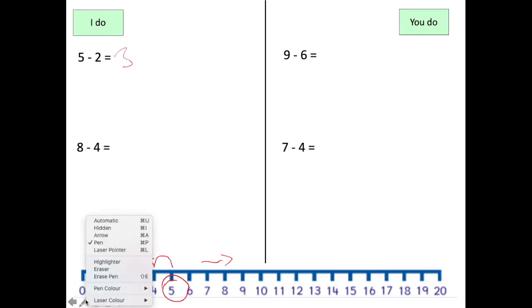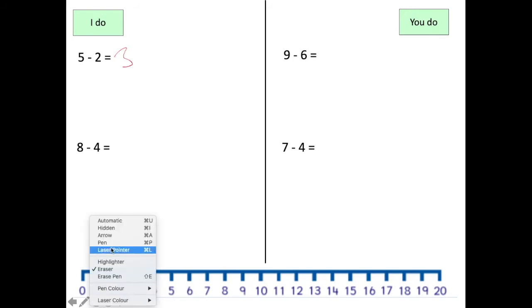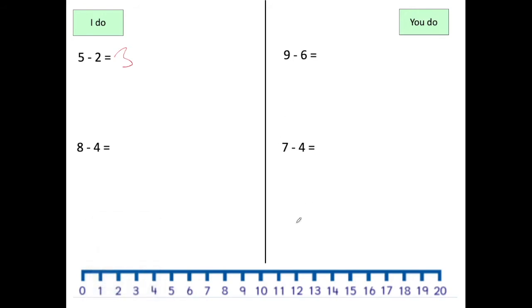For the next example, we've got 8, take away 4. So we need to start at 8 and then we need to move 4 spaces to the left. So if we start here, 8, move 1, 2, 3, 4, the answer is going to be 4. 8 take away 4 is 4.